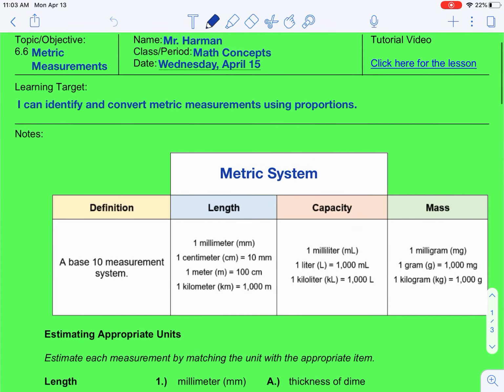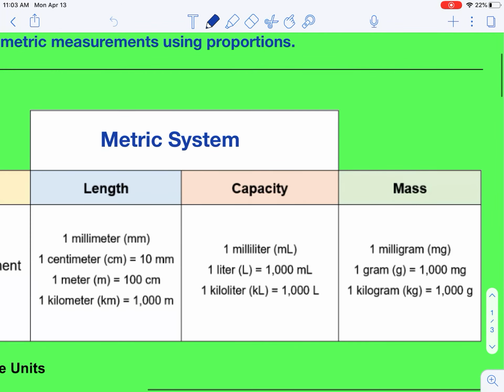So we're still going to measure the same three things: length, capacity, and mass. You notice that the word mass is different than the word weight, but it does represent the same thing. Mass is what we call weight in the metric system. So for length, we're going to talk about millimeters, centimeters, meters, and kilometers. For capacity, we're going to talk about milliliters, liters, and kiloliters. And for mass, we're going to talk about milligrams, grams, and kilograms.